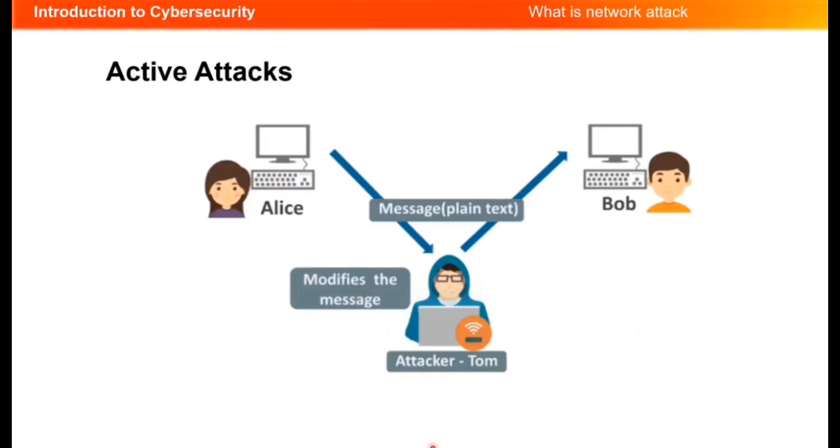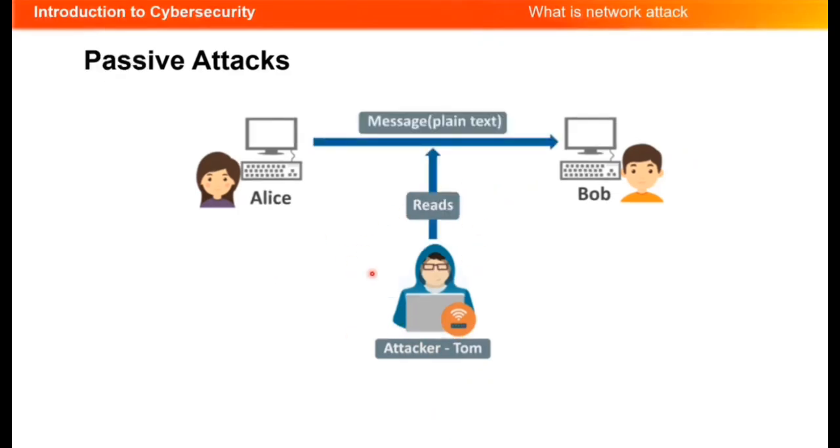If we look here, in an active attack, we see that Alice and Bob are communicating, and they're using a plain text message. And Tom is intercepting the message and modifies the message. In the passive attack here, Alice and Bob are communicating, and they're using plain text. Tom is just reading the message. He's not interfering with the communication, but still, both of these attacks can cause a lot of harm.